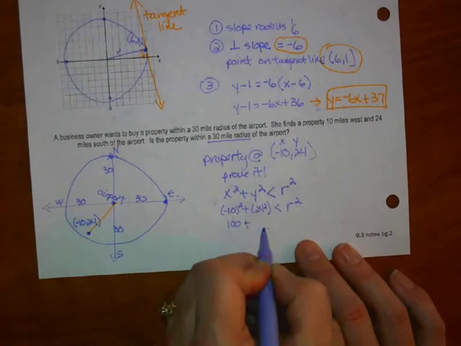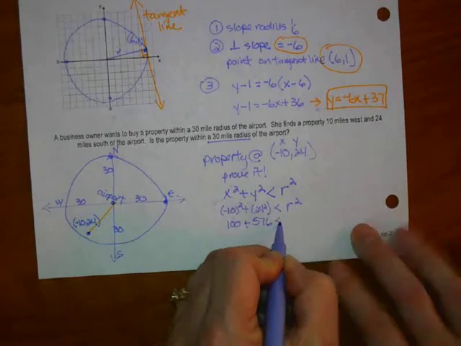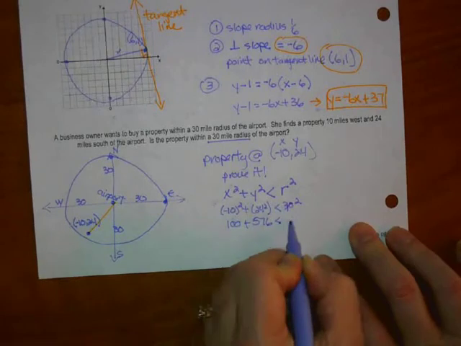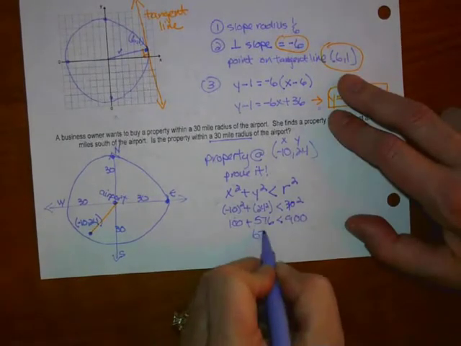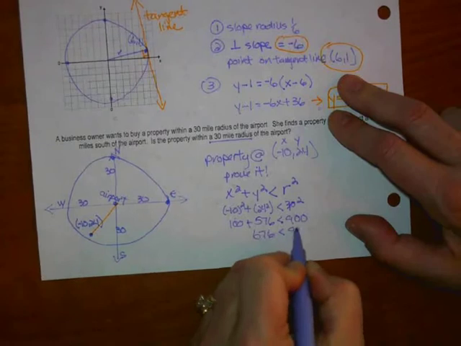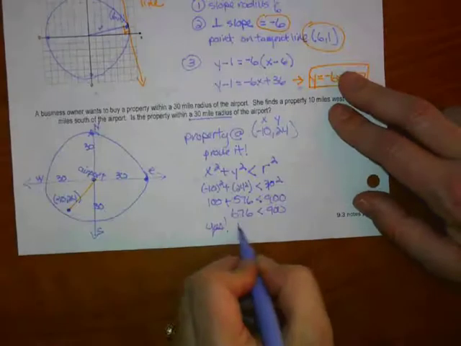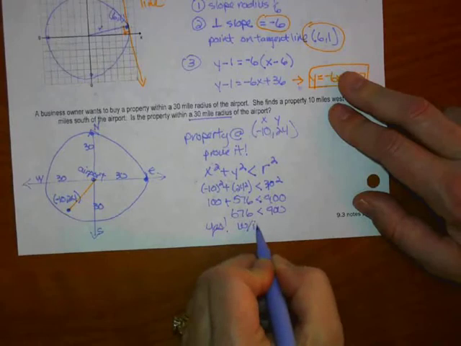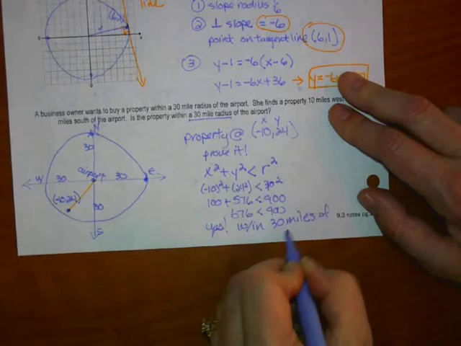100 plus 576. And remember my radius, which was 30, is 900. 30 squared is 900. Add these together. 676 is less than 900. So yes, it is within 30 miles of the airport.